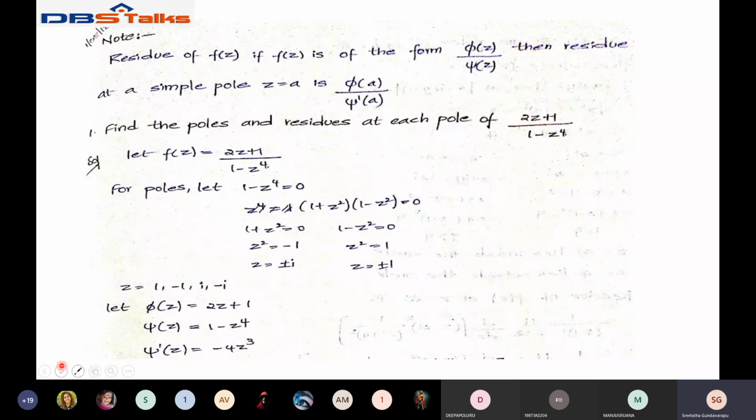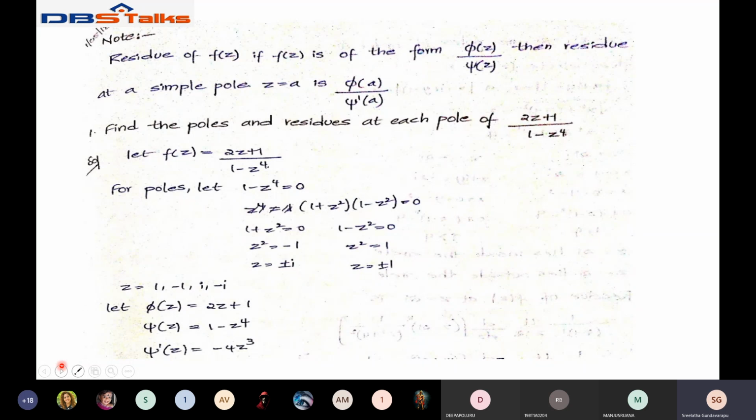So 1-z^4 we write in the form of a²-b² equals (a+b)(a-b). So that is (1+z²)(1-z²) equal to 0. 1+z² equal to 0, so z² equal to minus 1, that is minus 1 means i². So z equal to plus or minus i. And 1-z² equal to 0, z² is 1, z equal to plus or minus 1. So poles are plus i, minus i, plus 1, minus 1. So 4 poles. These 4 poles are simple poles.